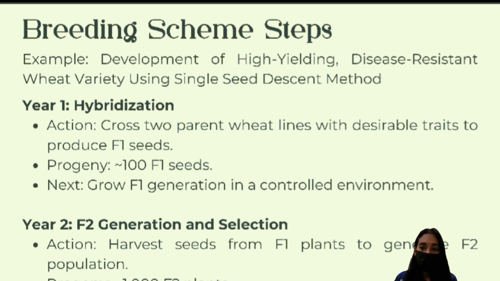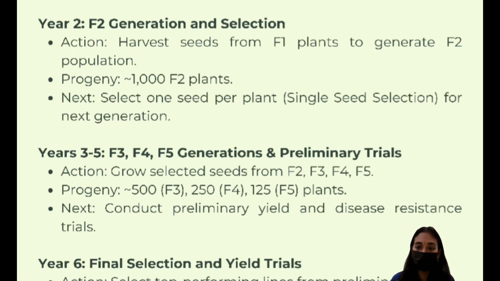From this cross, we produce approximately 100 F1 seeds, which are the first generation of offspring from the parental plants. After the crossing is done, we grow the F1 generation in a controlled environment to ensure that they grow and thrive properly and to prepare them for the next stage of the process. In year 2, we harvest the seeds from the F1 plants to grow the F2 population. This generation consists of around 1,000 plants, and here's where the SSD technique really takes its course, because we apply the single seed selection, meaning that we only pick one seed per F1 plant for the next generation.